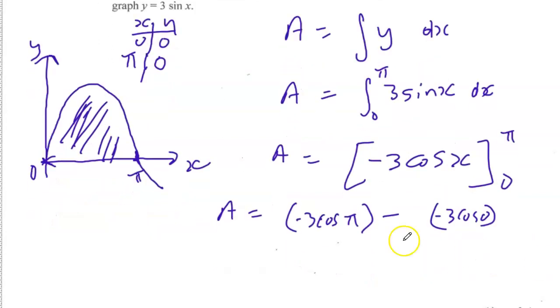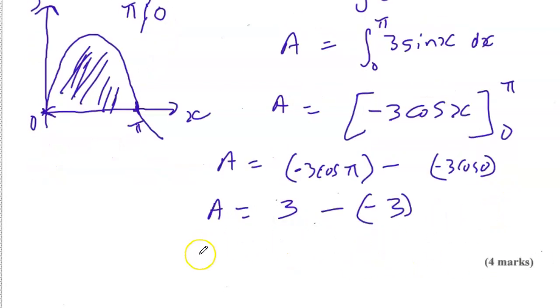So that works out to be the area. Now, what's the value of cos pi? Cos pi is negative 1, so negative 3 cos pi is positive 3. And minus 3 cos 0, that's also minus 3. For that bracket there, so the area is 3 plus 3, so it's 6 square units.